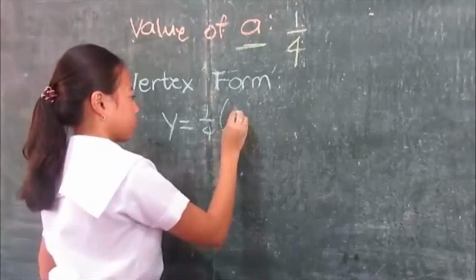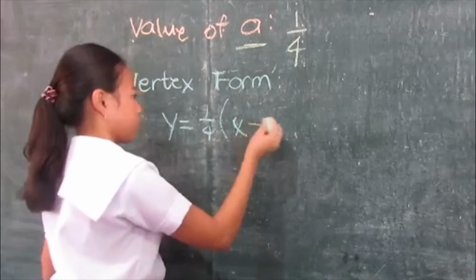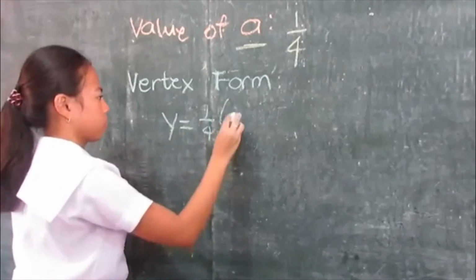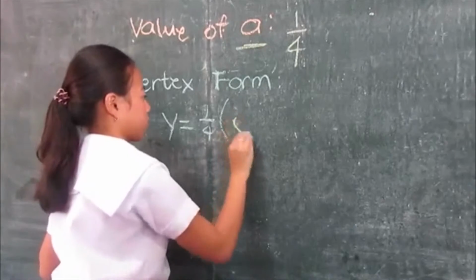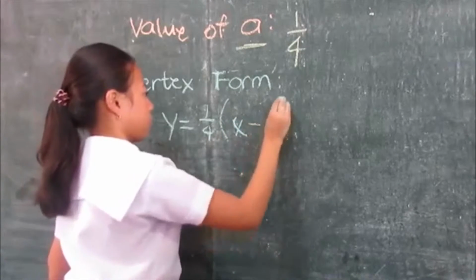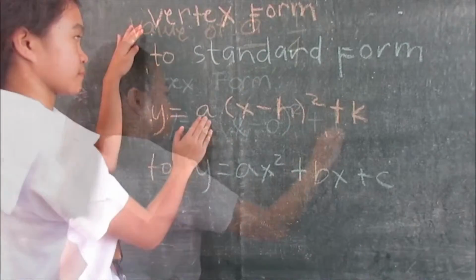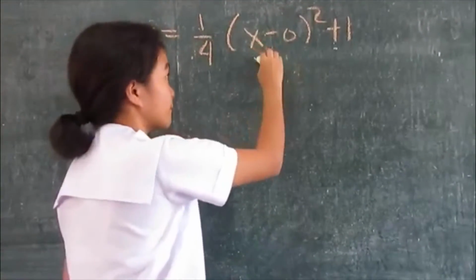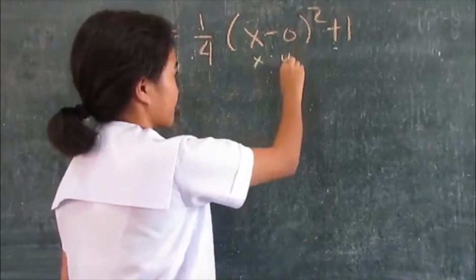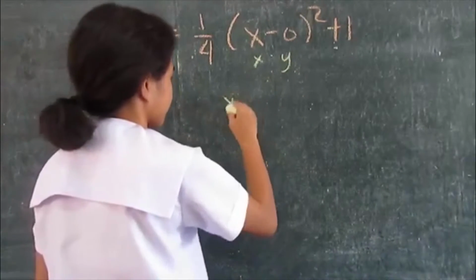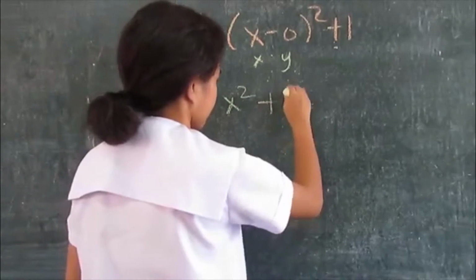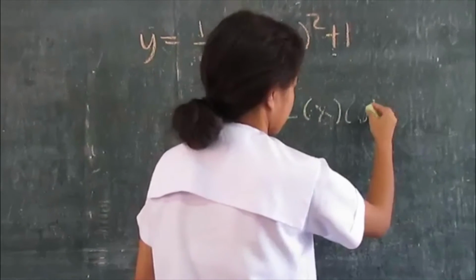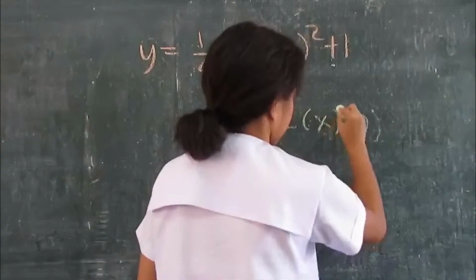Since we're done looking for the value of a, we already have our vertex form, which is y equals 1 over 4 times x minus 0 quantity squared plus 1. Now let's convert the vertex form into standard form. First, we expand x minus 0 quantity squared using the formula of the square of a binomial, which is x squared plus 2xy plus y squared. We replace the variables with the given. x is our x and 0 is our y.